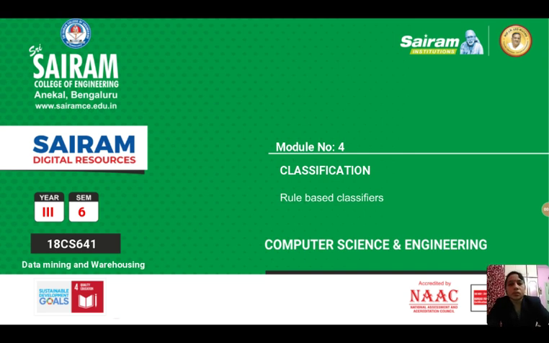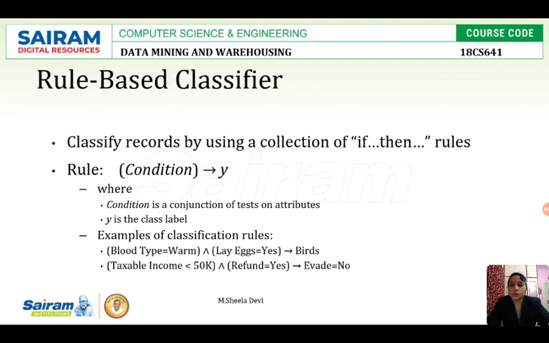In the last video I posted decision tree induction, how to classify items with the help of a decision tree. In this video we are going to see rule-based classification. What is this? It classifies records by using a collection of if-then rules. So, if this particular condition is satisfied, then it belongs to this item or this classification.